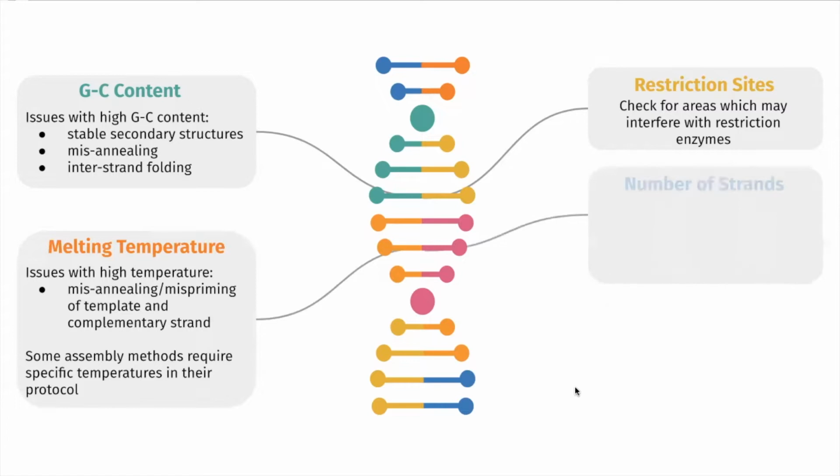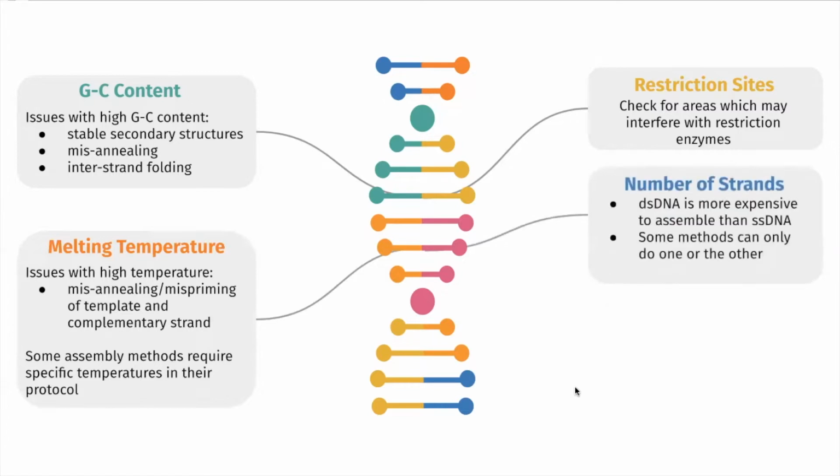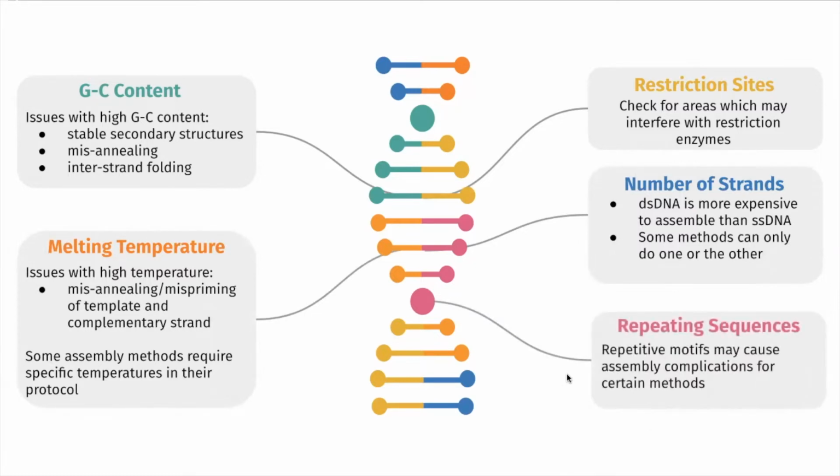The number of strands to assemble also affects the process, as double-stranded DNA, for example, is more expensive to assemble than single-stranded DNA due to the increase in time and material required. The presence of repetitive motifs may also cause assembly complications for certain methods.